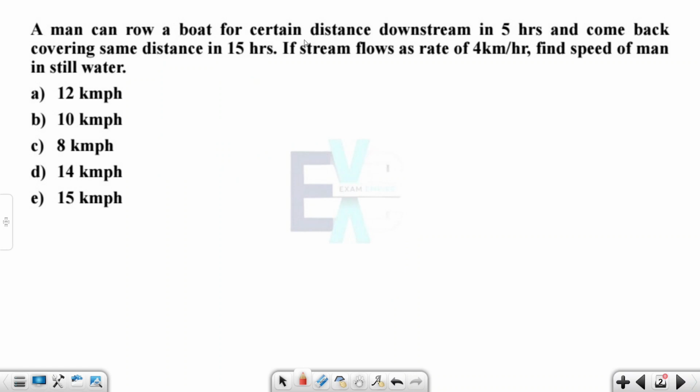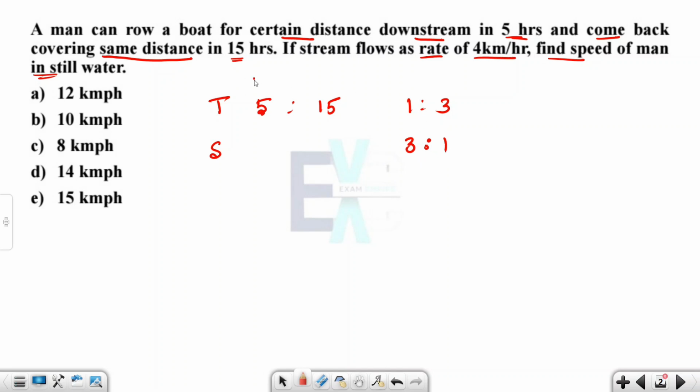A man can row a boat for a certain distance downstream in 5 hours and come back covering the same distance in 15 hours. If the stream flows at a rate of 4 km per hour, find the speed of the man in still water. See here, the boat is covering the same distance in both cases. So if distance is the same, we all know time and speed are inversely proportional. What is the time taken? 5. And in the other case? 15. So if time is 5 is to 15, that is 1 is to 3, then the speed will be 3 is to 1.